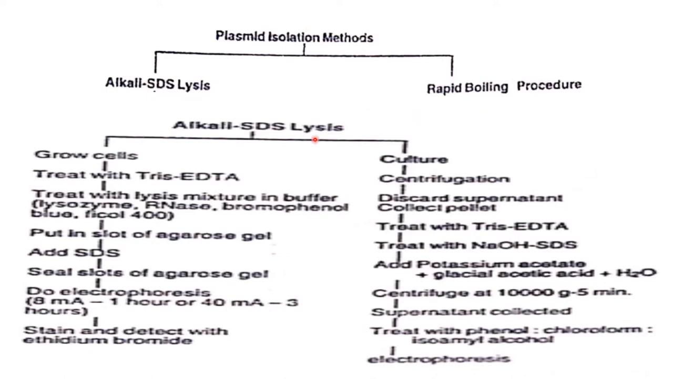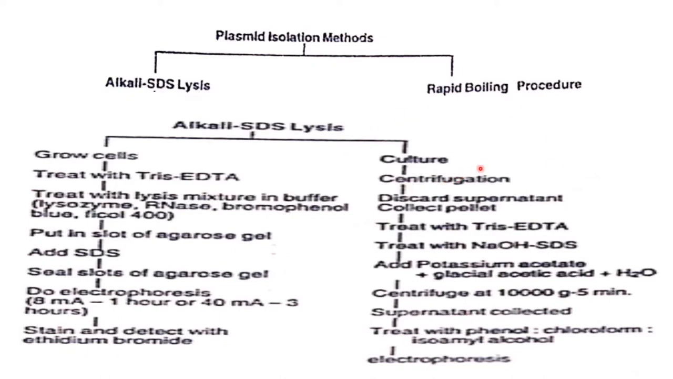Alkali SDS lysis could be done either with growing cells or with a culture. If we take a growing cell, we have to treat with Tris-EDTA, and then treat with a lysis mixture in buffer which consists of lysozyme, RNase, and bromophenol blue. Put in a slot of agarose gel, add SDS, that is sodium dodecyl sulfate, seal the slot of agarose gel, do the electrophoresis, stain and detect with ethidium bromide.